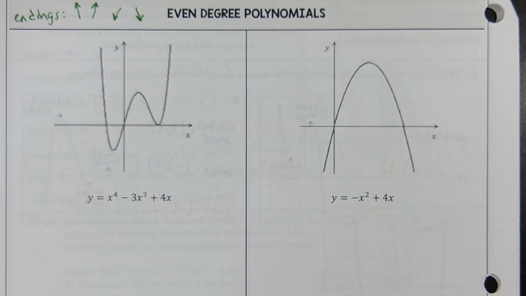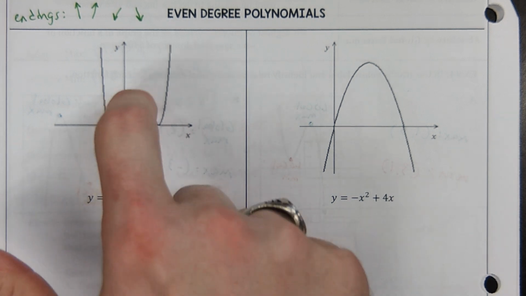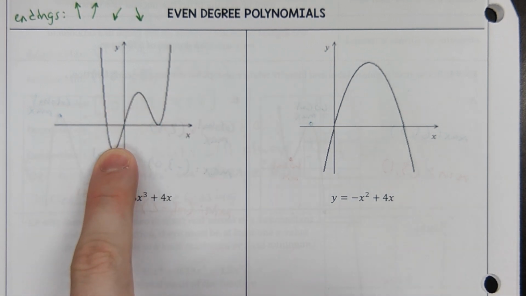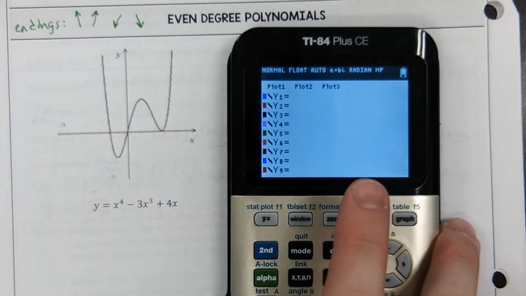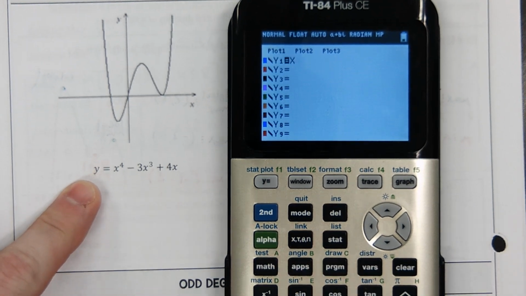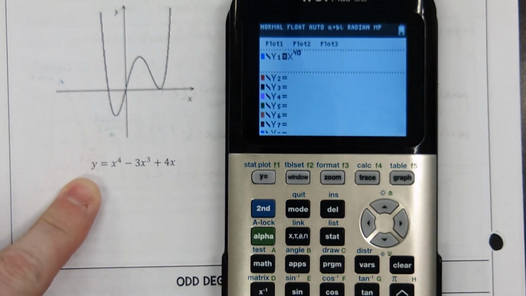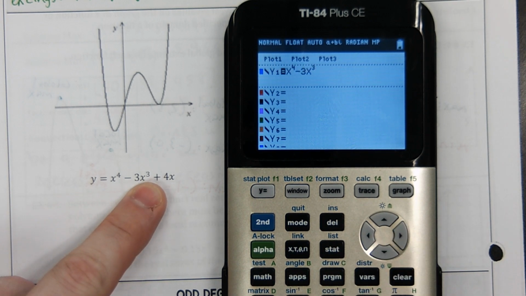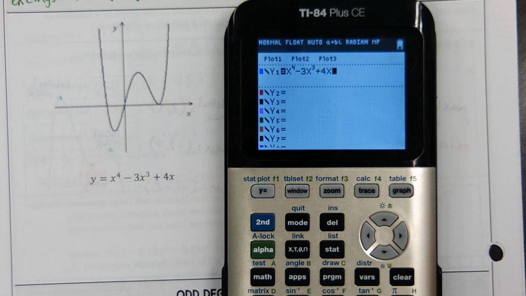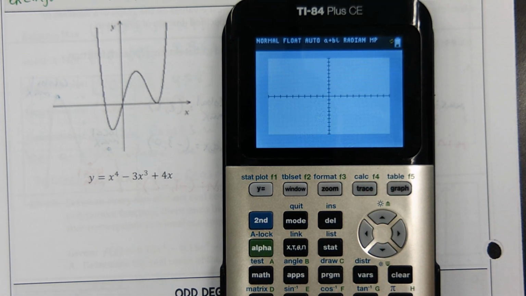Alrighty. Then let us find these 3 extreme values. This one is global. Go to y equals and type this bad boy. So x raised to the 4th minus 3x raised to the 3rd plus 4x. I'm going to hit zoom 6, which is the standard window, because I'm hoping that my graph will fit. It fit. All right. It fit.